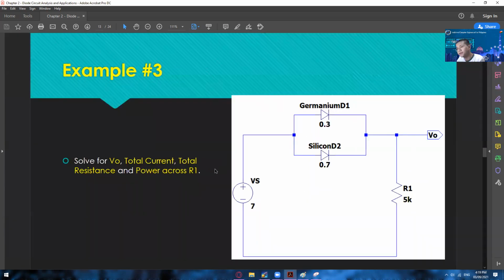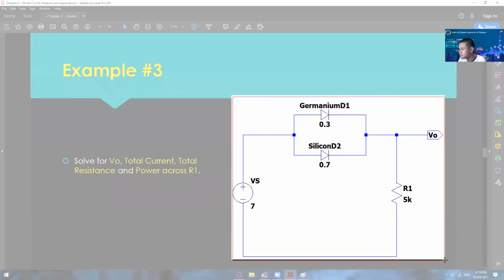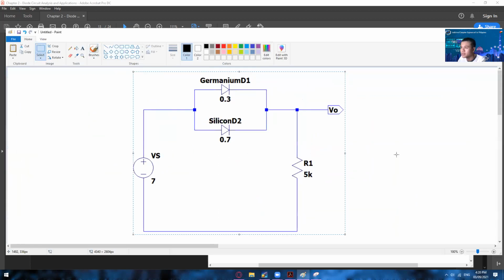So moving on, we have here a parallel connection in which we have to find the same unknowns. We have the VO, total current, total resistance, and then power across R1. So in here, let's apply the basics of electricity. Anyone who would like to answer, what is the value of our VS after passing through this circuit right here?